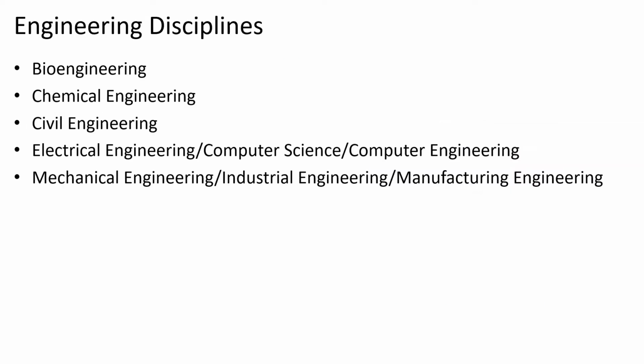Over the course of time, a number of primary engineering disciplines have emerged. In the future, I think there'll be new ones that will emerge at the boundaries between the five that you see here. But these are the primary ones right now. They are bioengineering, chemical engineering, civil engineering. And then this fourth bullet here groups together electrical engineering, computer science, and computer engineering. This is often done in colleges of engineering now. Those departments are all put together in one larger department. And the last one is mechanical engineering, industrial engineering, and manufacturing engineering.